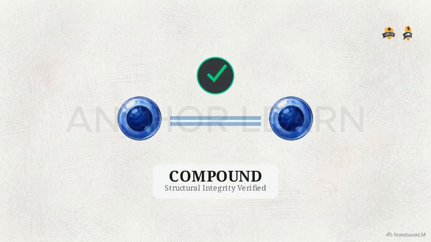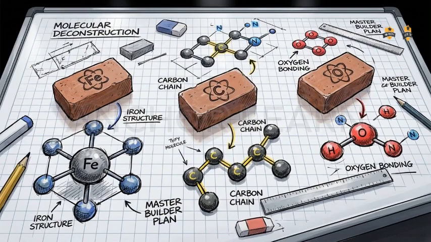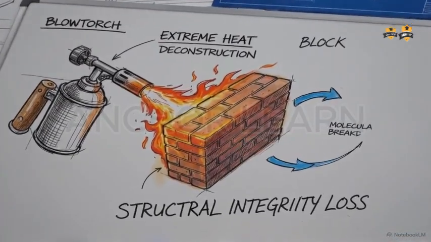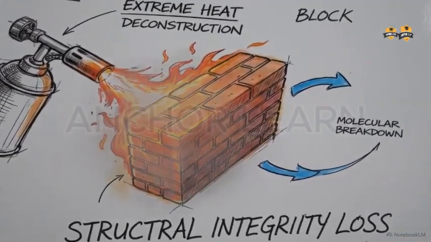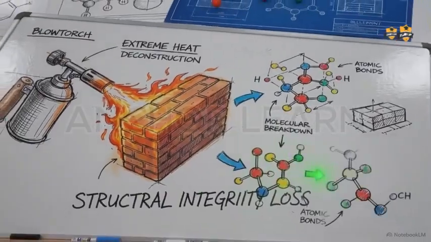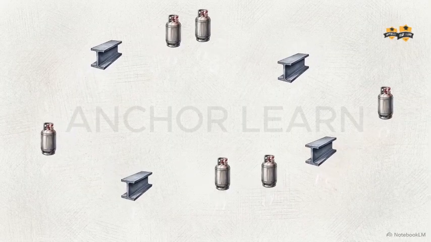Let's get to work. We start with the elements. These are the single bricks of our construction site. You cannot break an element down into a simpler substance. It is the absolute base material. The site gets active when we introduce extreme heat or energy to these bricks. Instead of remaining separate, these bricks fuse into a single unit. That locked structure is a compound.